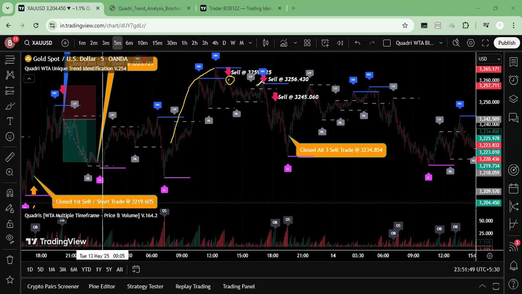Second opportunity I got at this particular position, which happens to be an upsurge also. Third position was this. So why did I initiate sell trades? Because in anticipation that price is going to go downwards. Based on that anticipation and analysis, I have taken these short selling trades. So these were the prices at which I opened the trade, and 3234,854 was the price at which I closed all the trades.